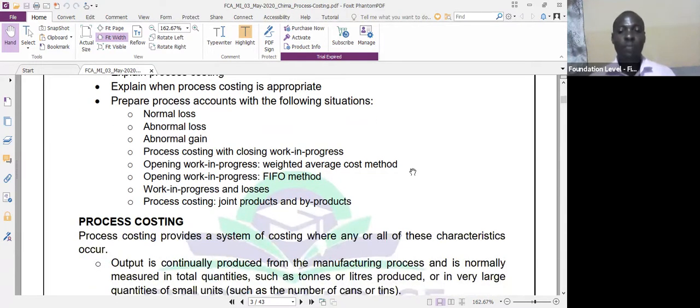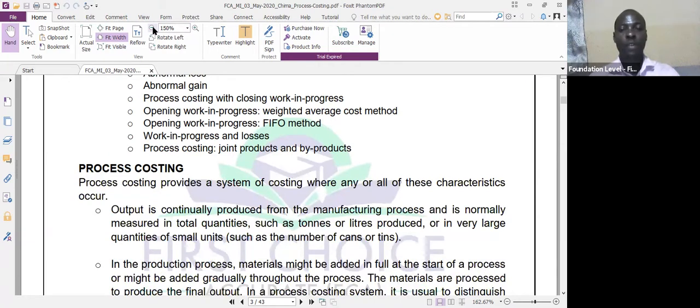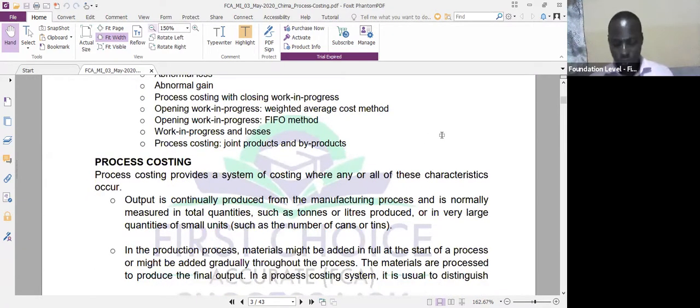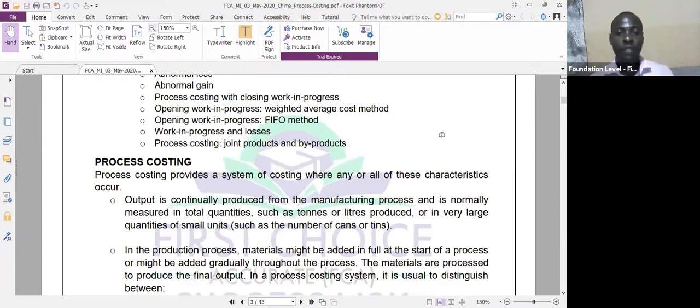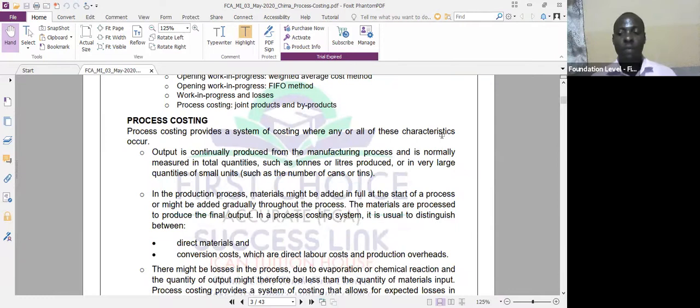All right, what is process costing? When you hear the word process, what does it mean? This has to do with something that goes step by step. So when you say you are processing something, it means it goes to the first chamber or the first step. After that, it moves to the next step or the next process or the next stage. So you are processing it stage by stage. So process costing provides a system of costing where any or all of these characteristics occur.